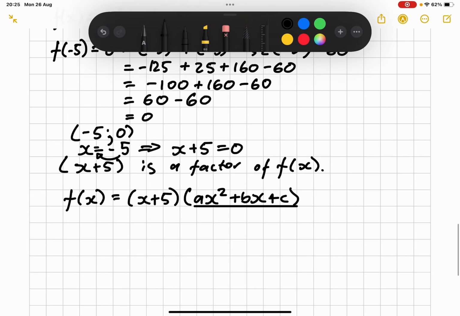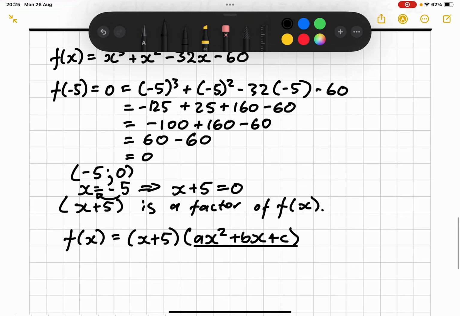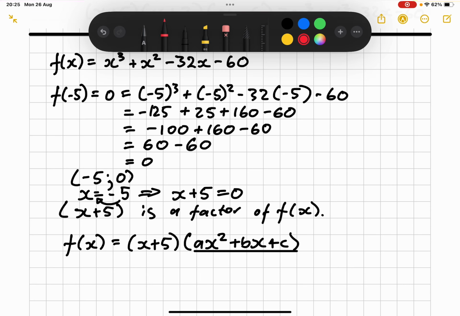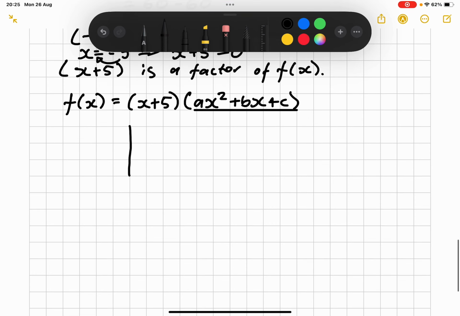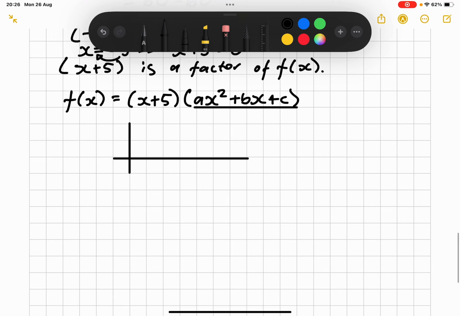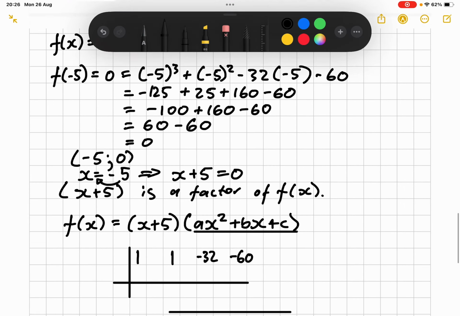So now what we're going to do is we're going to take all these values. Oh, you may have seen the answer there. But all these values, the plus 1, minus 32, minus 60, right? And we're going to put those into our synthetic division thingy. So we're going to have 1, minus 32, minus 60, which is that there.